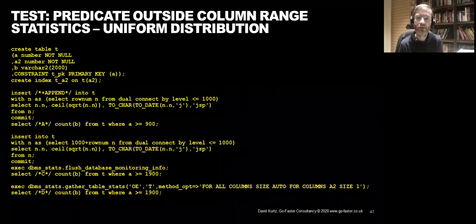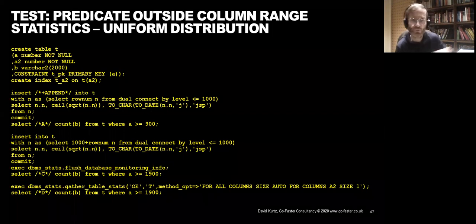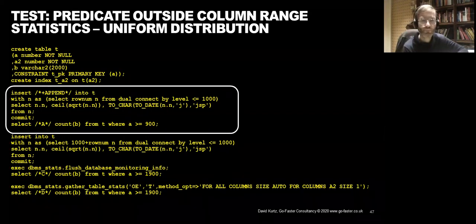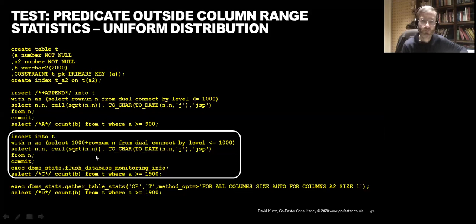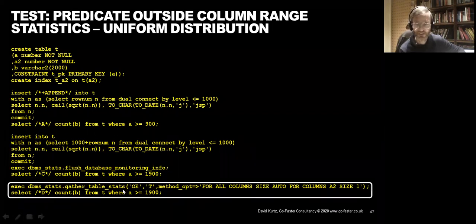It's about when a value goes outside the range of a column on a uniform distribution. So I'm going to populate my table with 1,000 rows, and I'm going to count the number of rows greater than 900. And then I'm going to pop another 1,000 rows in there, and I'm going to look for greater than 1,900. And then, just to show you that it's done a good job, I'm going to collect stats and do that query again.